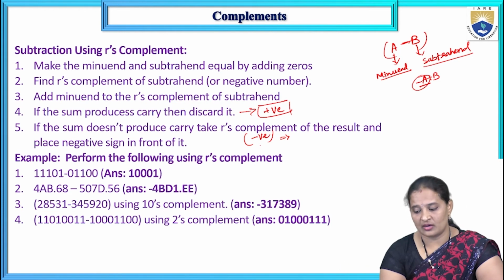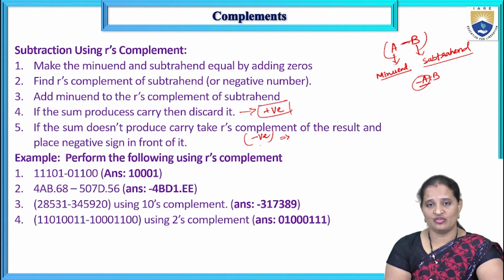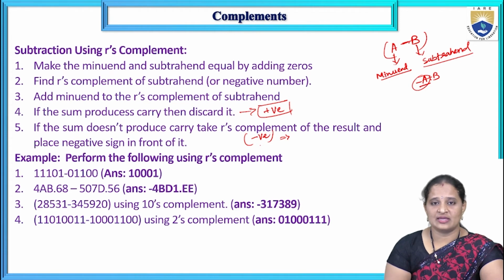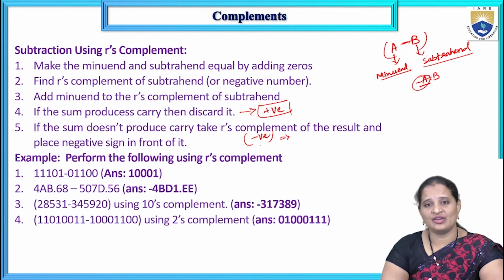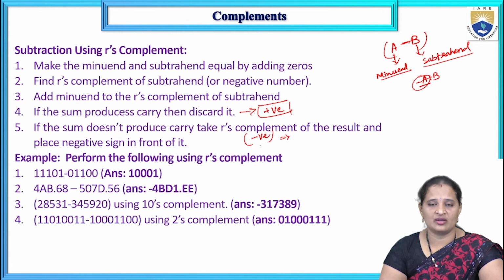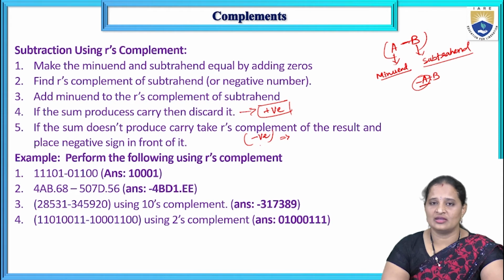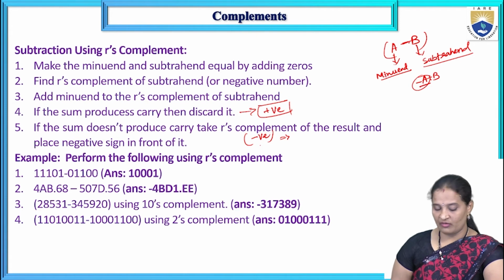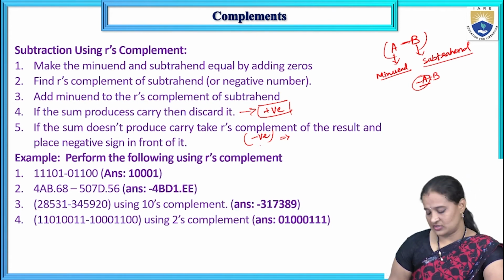First find the r's complement of the negative number, or else the subtrahend, and then add the minuend to the r's complement of the subtrahend. If the addition produces any carry, then discard the carry. If it does not produce any carry, just consider the result as negative, and the result is calculated by again taking the r's complement of the sum and putting a negative sign before. So these are the rules to be followed whenever you are doing the subtraction using r's complement.